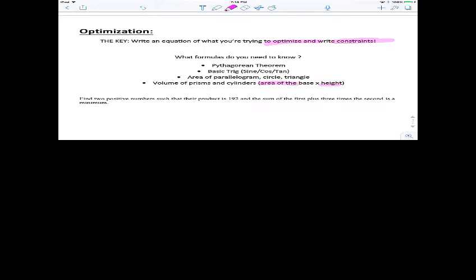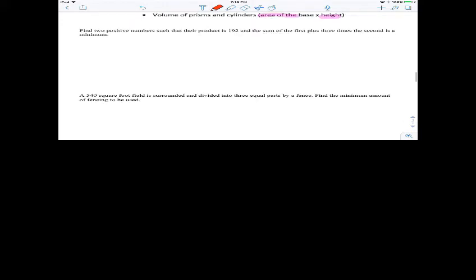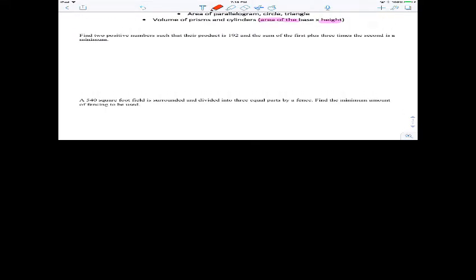So what we're going to go through here is practicing some writing constraints and writing what you're trying to optimize. We will do 1 or 2 where we do the calculus all the way out. But again, once we get it set up, that's usually the easier part. So I want to work on the setups here. So let's start with an easy one. Find 2 positive numbers such that their product is 192 and the sum of the first plus 3 times the second is a minimum.